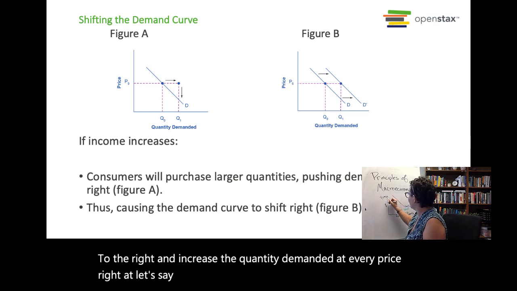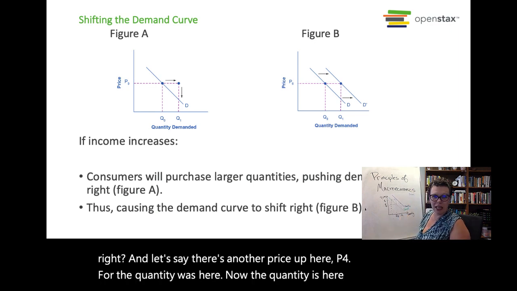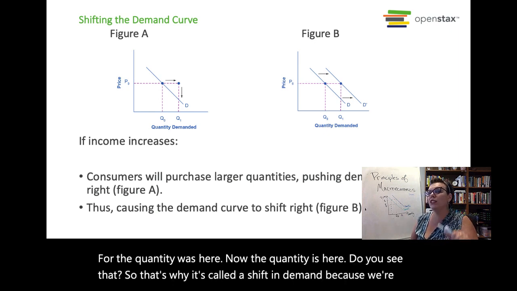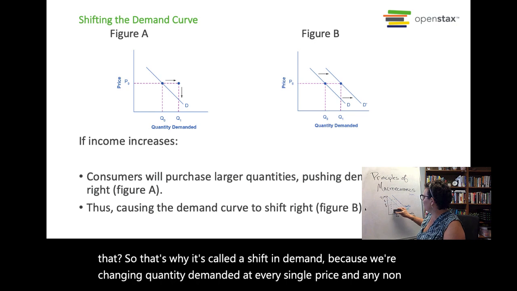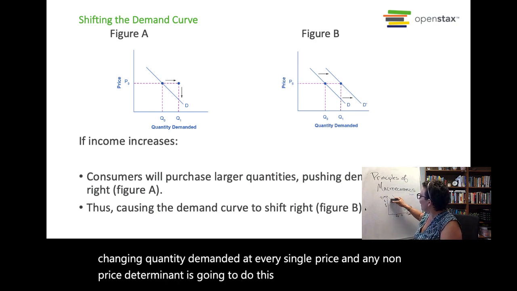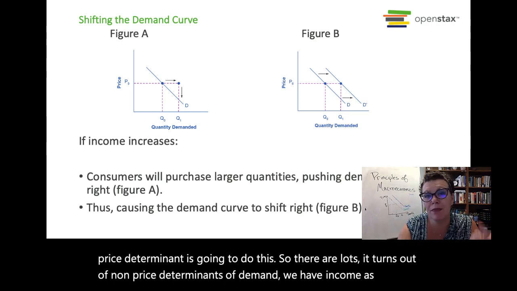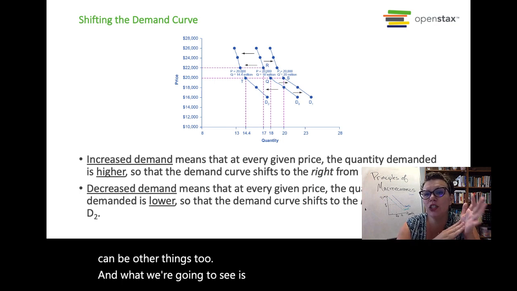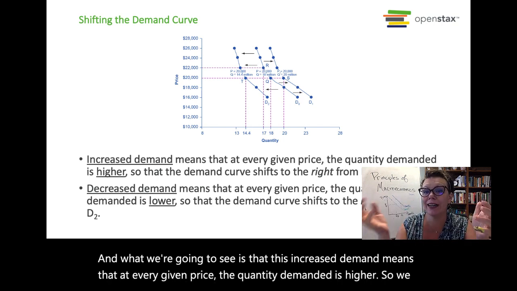Let's say there's another price up here, P4. Before the quantity was here, now the quantity is here. Do you see that? So that's why it's called a shift in demand, because we're changing quantity demanded at every single price. And any non-price determinant is going to do this. There are lots, it turns out, of non-price determinants of demand. We have income as one, but it can be other things too. And what we're going to see is that this increased demand means that at every given price, the quantity demanded is higher. So we have a new higher demand curve.